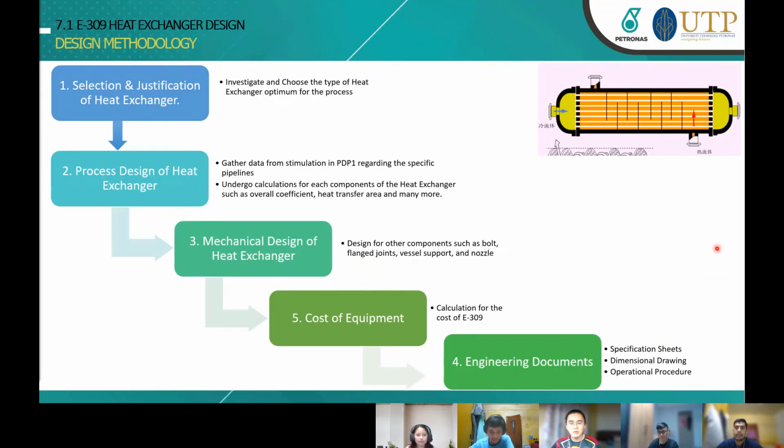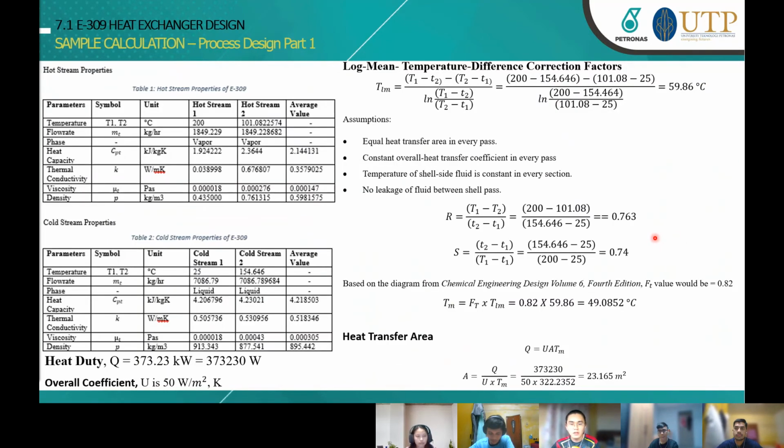The last calculation for the equipment will be the cost of equipment, which will determine the capital cost of the plant. Lastly, engineering documents such as the specification sheet and the drawing of the equipment are done as well. So kindly find here the sample calculation for the process design stage for E309. Here is the summary table for the data which is being used for the calculations.